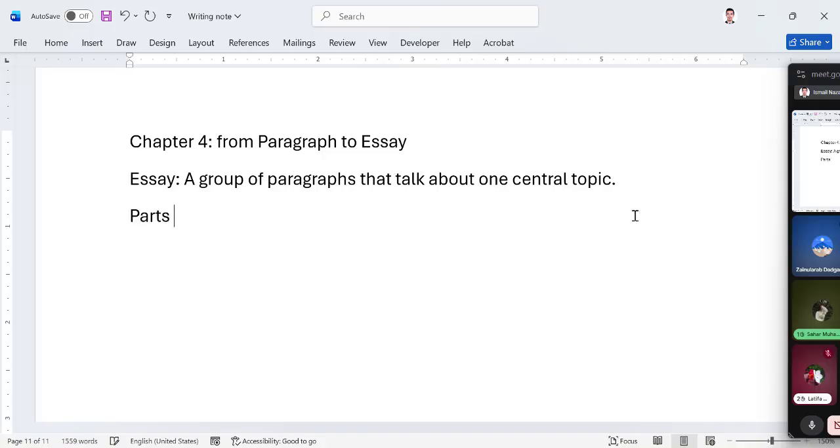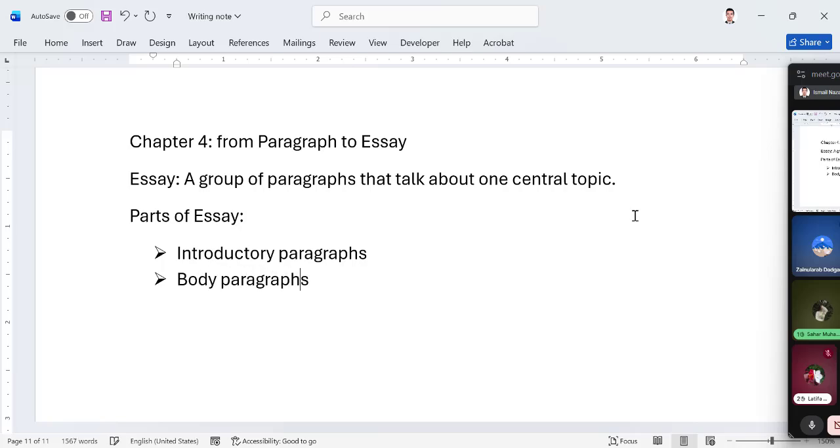Now, the next thing is we have parts of an essay. Every essay has got these three sections. Introductory paragraphs we have. Then there are body paragraphs that we have. And finally, there is the concluding paragraph.